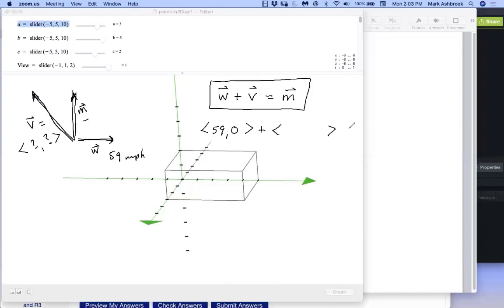Now what about V? We don't know what the values are, but we do know something here. It's directly northwest, so it would be negative for the X and positive for the Y. That's a good start. If it's directly northwest, how can you compare the X and the Y? So this is like 45 degrees, right? Correct. If it's a 45-degree angle, what about these two components?